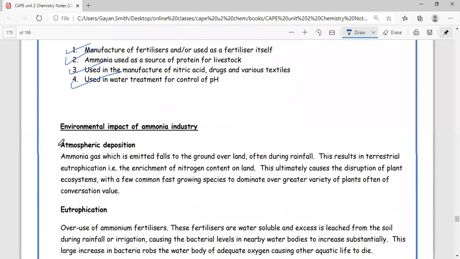the ammonia industry. One of the impacts is that it causes atmospheric deposition. Ammonia gas itself, if it gets into the atmosphere, can fall to the ground over land during rainfall, and this can result in terrestrial eutrophication. Eutrophication is the enrichment of the nitrogen content, whether on land or in water. In this case, terrestrial eutrophication refers to the enrichment of nitrogen content on land. This ultimately causes the disruption of plant ecosystems, with a few common fast-growing species dominating over a greater variety of plants, often of conservation value.